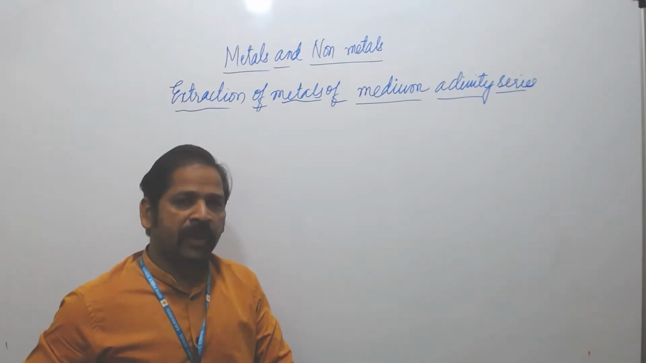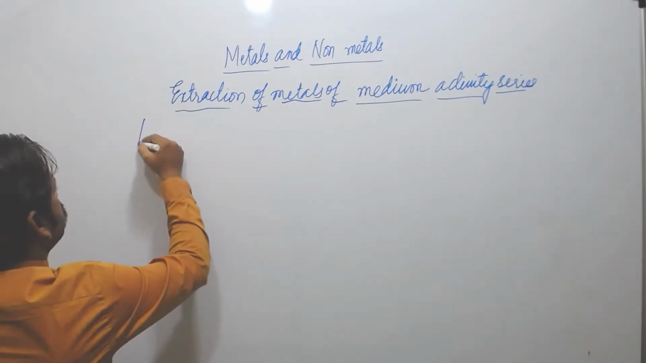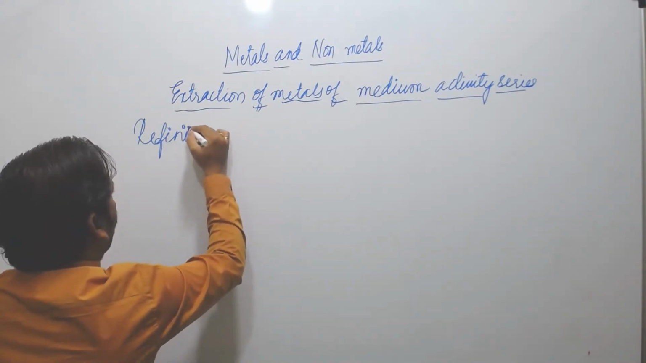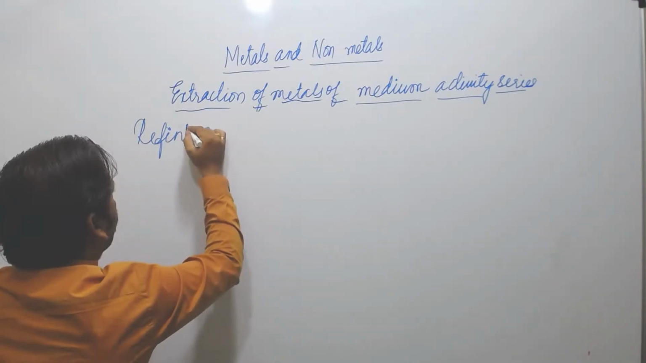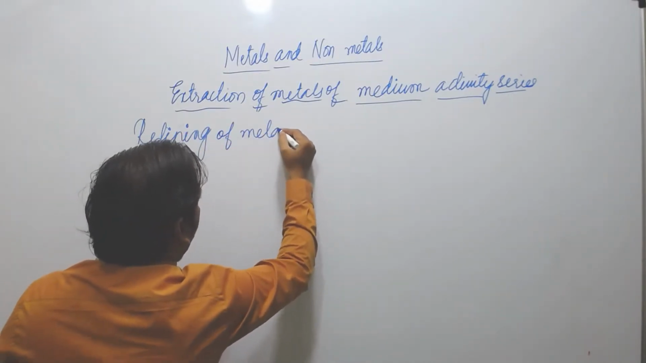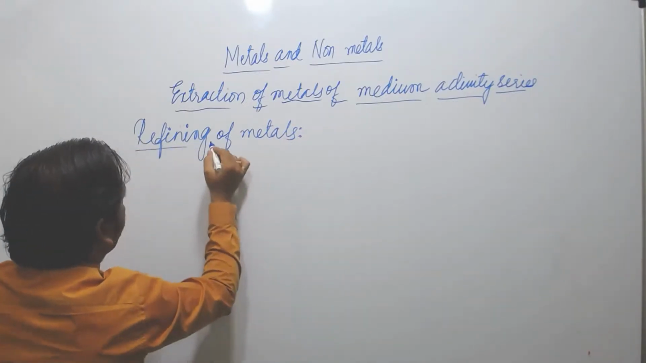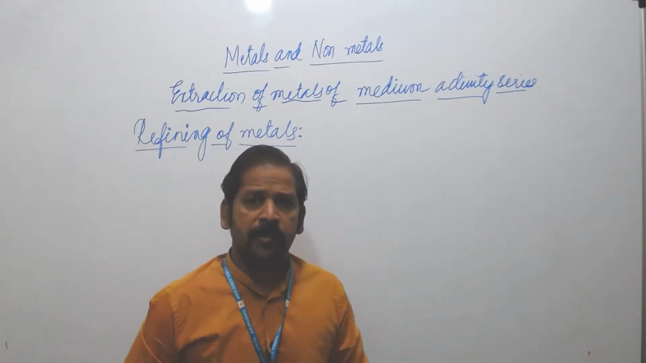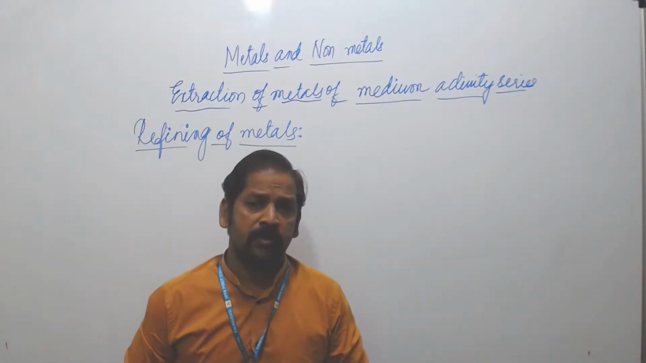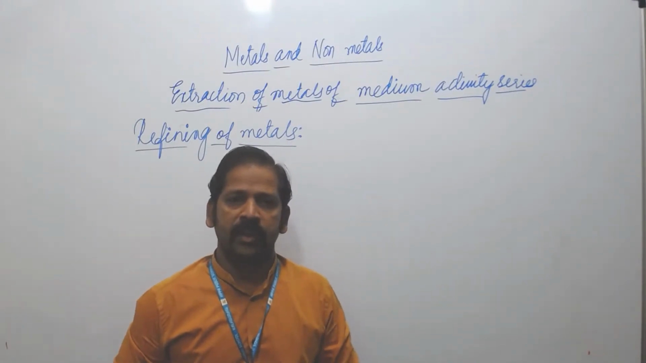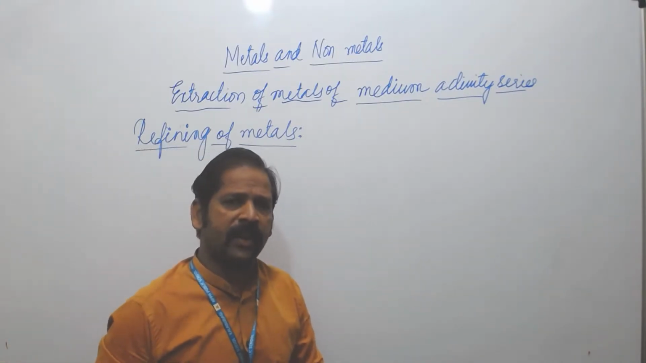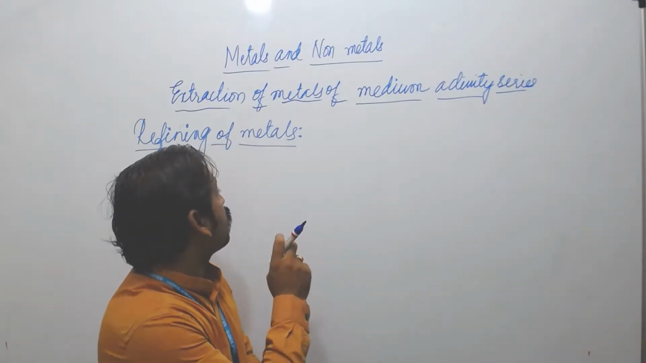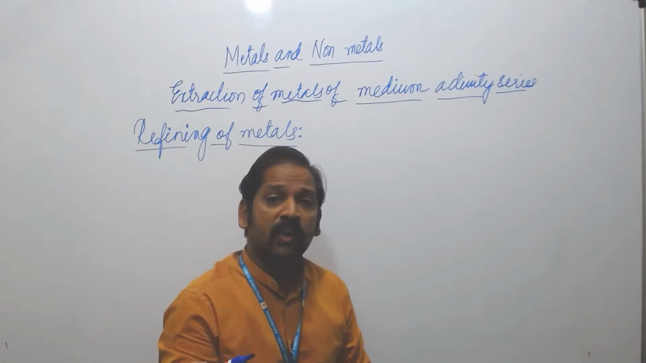Okay, the last process of this topic is refining of metals. How are the metals refined? Impure metals are available, but these metals have to be refined. How are these metals refined? With the help of chemicals and the movement of electrons. It is also called electrolytic refining.